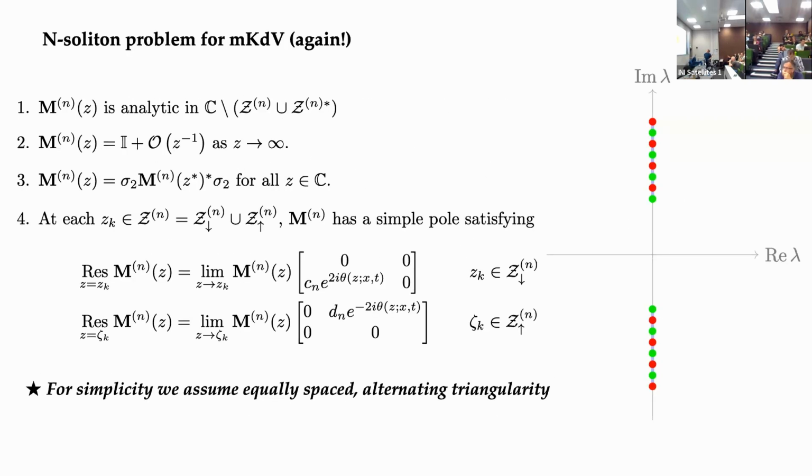All right, so for simplicity, I don't think this is the way we've done this right now, but I think this can be relaxed. I'm going to assume that I have an equal number of up and down solitons and that they alternate and that they're equally spaced. These things can be relaxed, but you have to work harder.